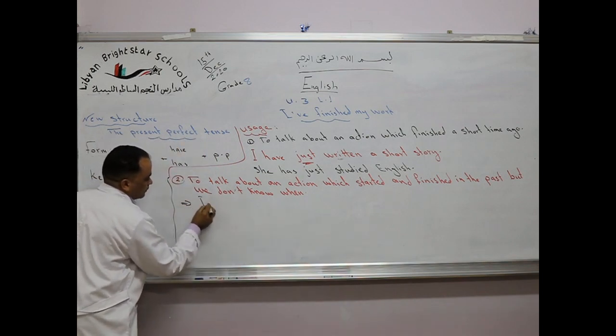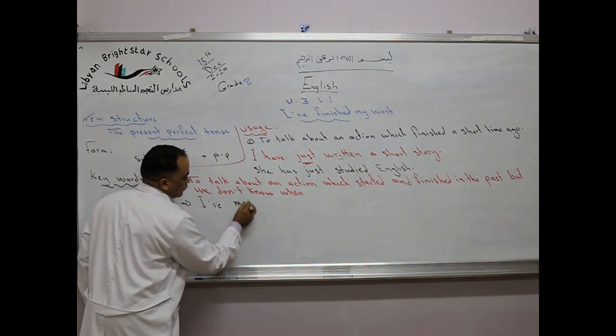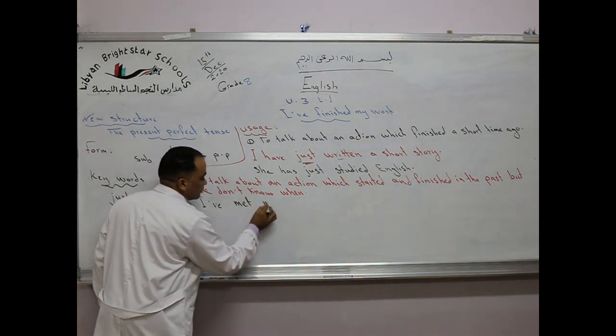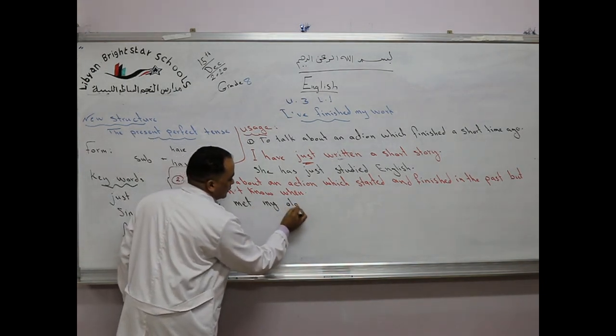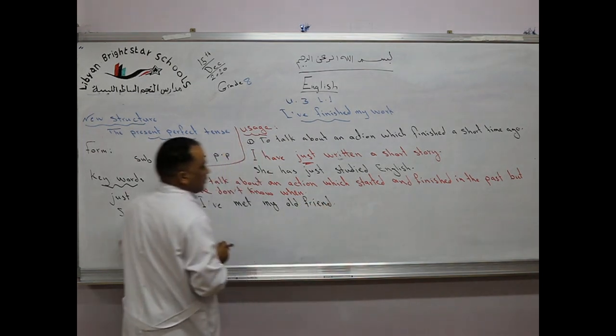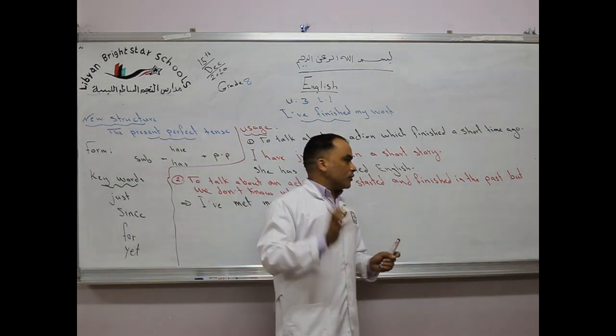I've met, the past participle of the verb meet. I've met my old friend. This action started and finished in the past, but we don't know when.